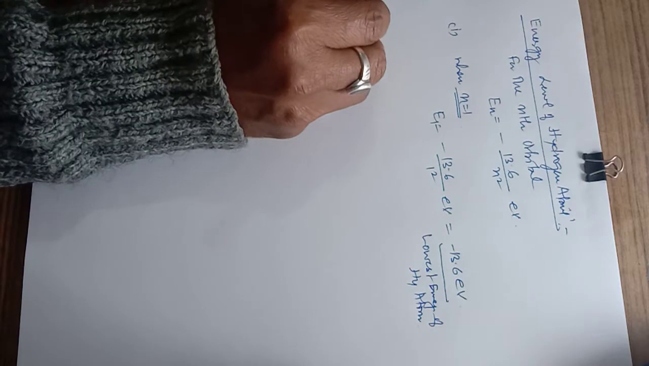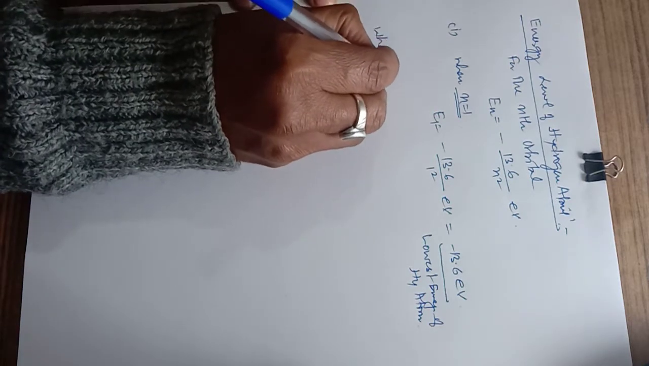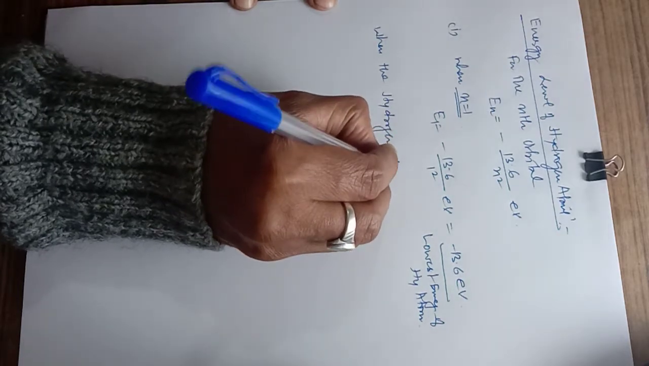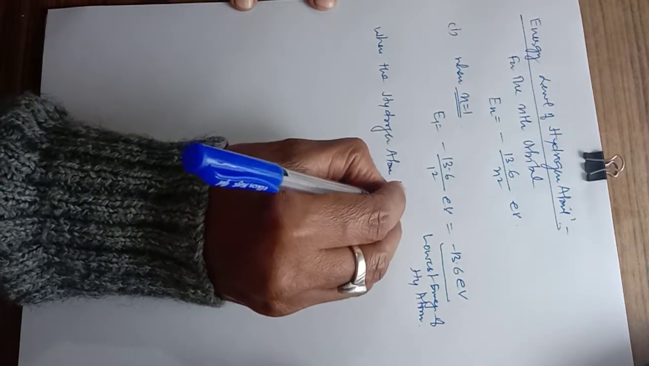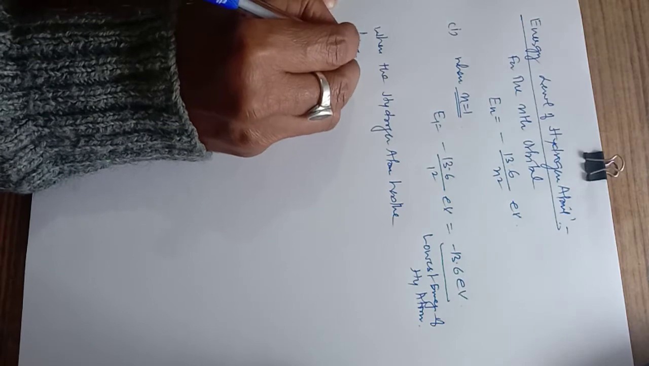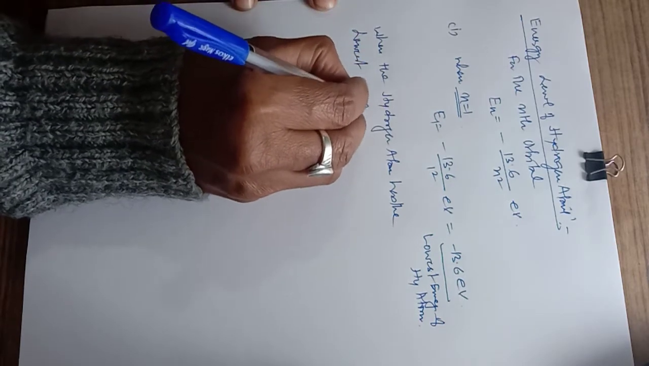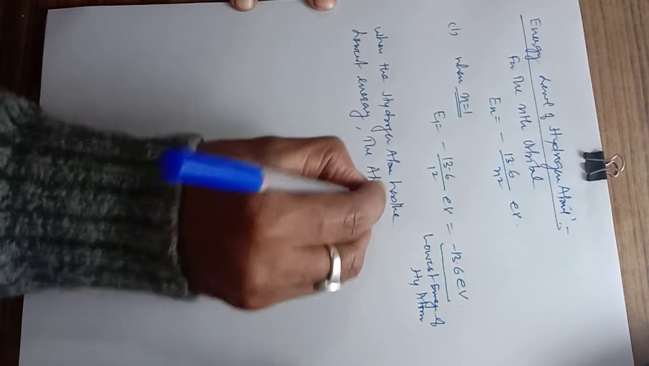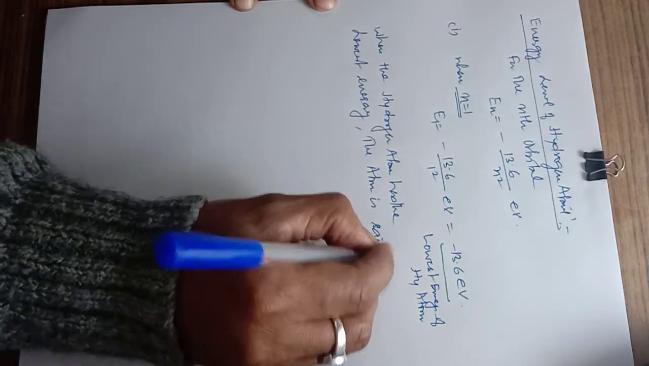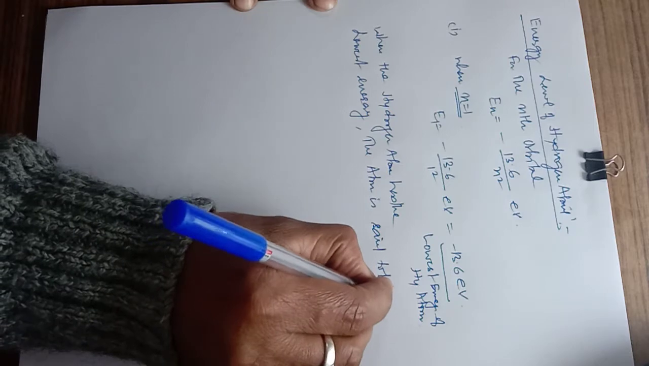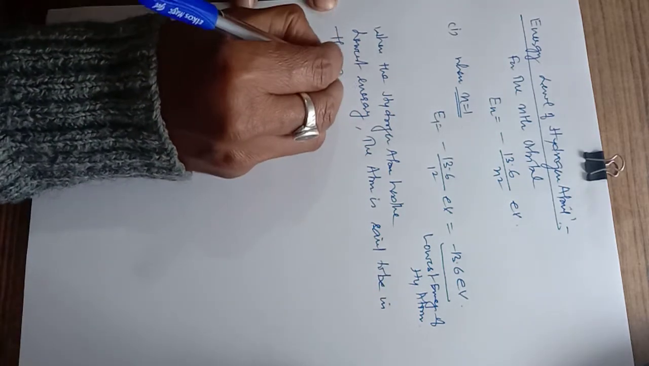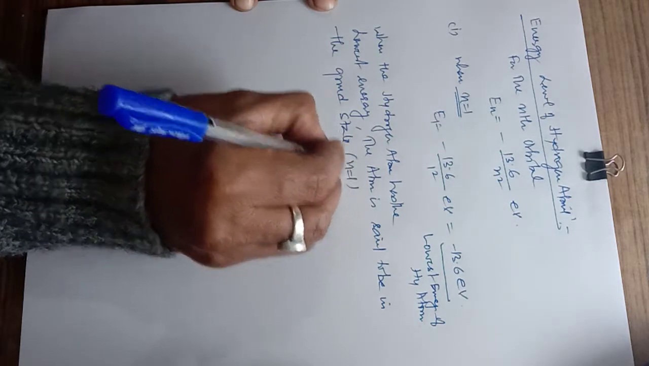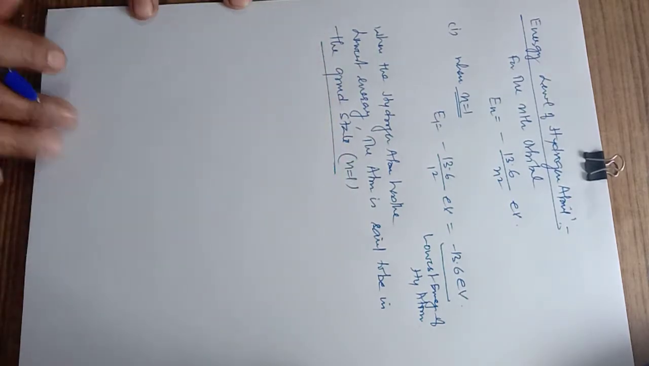So we can write that when the hydrogen atom has the lowest energy, the atom is said to be in the ground state, means n is equal to 1. It is the ground state.